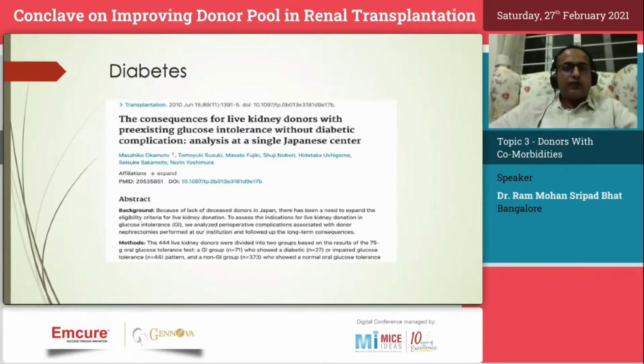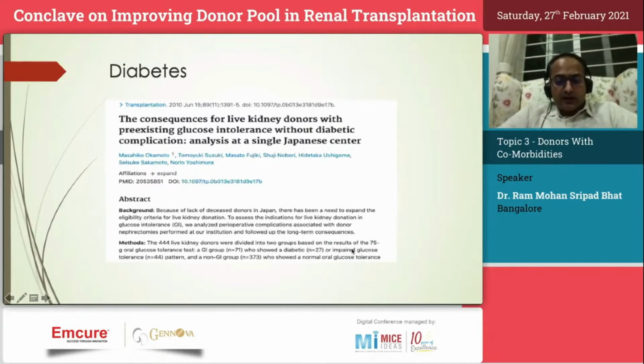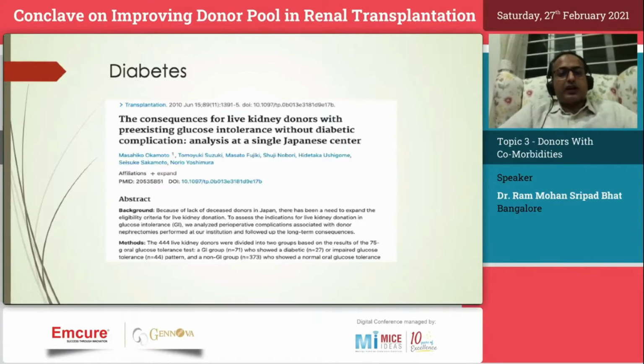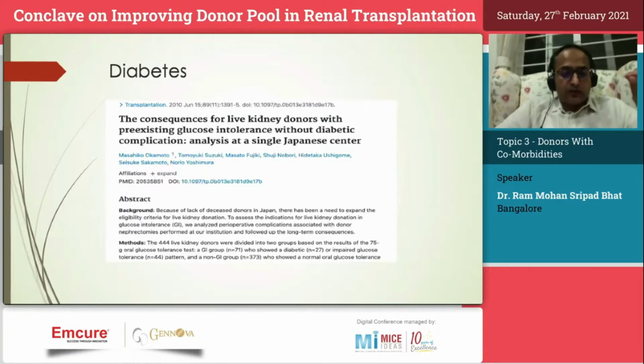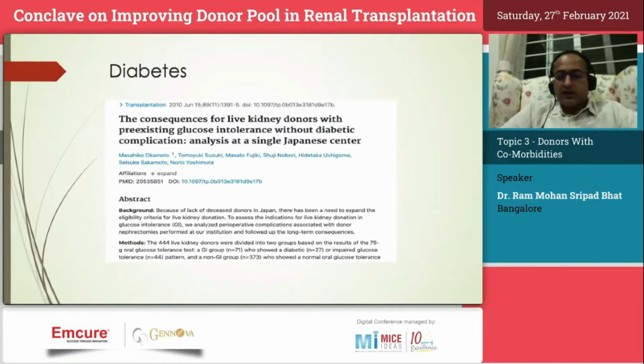So they have been at the forefront of ABO incompatible, at the forefront of using diabetic donors as donors. So they have looked at 444 live donors from a single center, where they had about 71 who had impaired oral GTT and 27 who were actually diabetic, and impaired fasting in only 44. So these people were compared with those who were having normal glucose tolerance, and they showed that outcomes after 20 years, not just a few years, after 20 years, renal outcomes and survival was the same in these patients who donated.